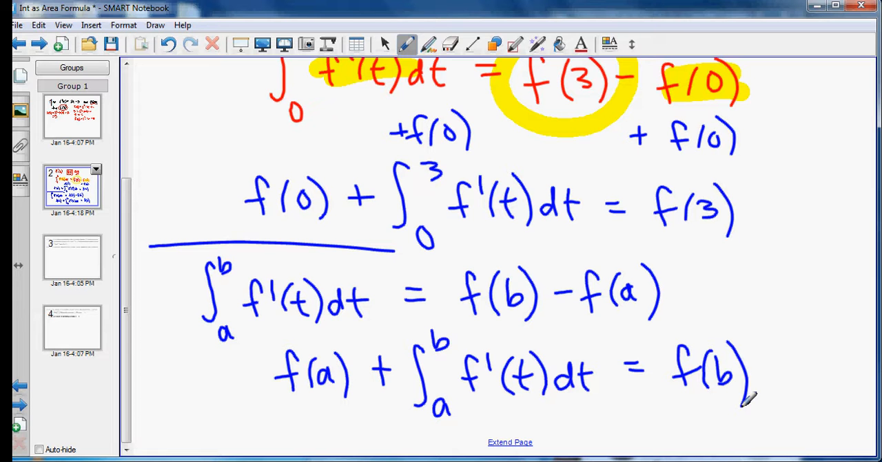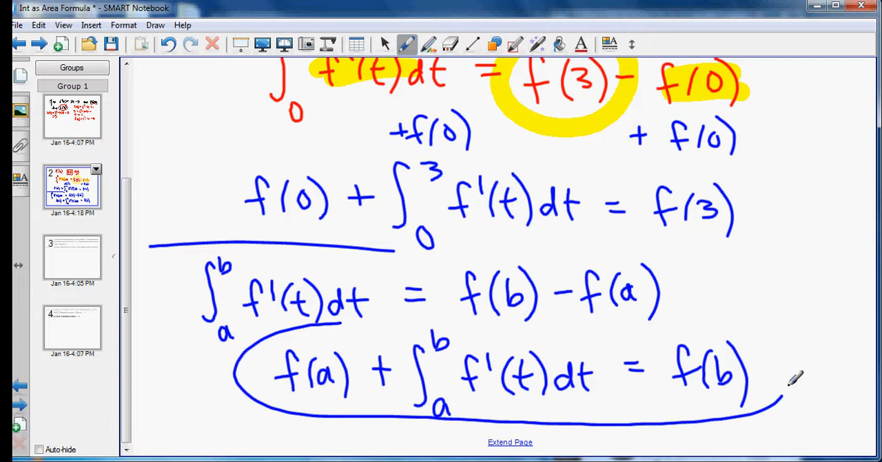So let's try that with an example. But if you haven't already, please write this down. It's very important for what we're going to use.